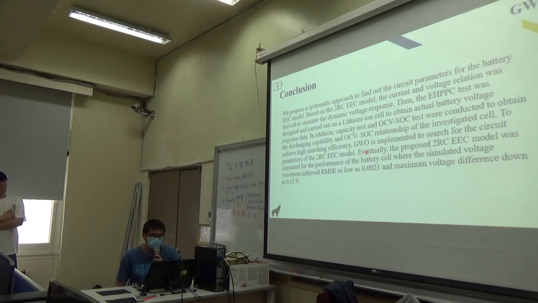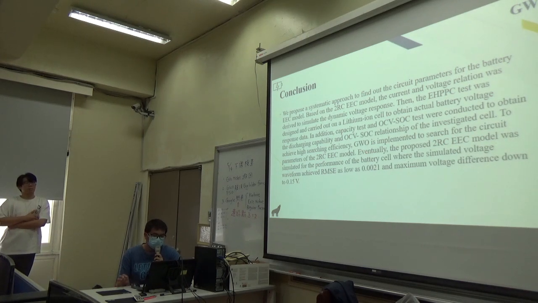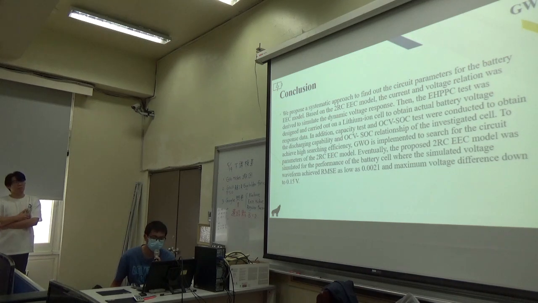GWO is used to search for the parameters of the 2RC ECM model. Eventually, the proposed 2RC ECM model was simulated with the identified parameters of the battery cell, where the simulated voltage has an RMSE as low as 0.0021 and the maximum voltage difference down to 0.15%.